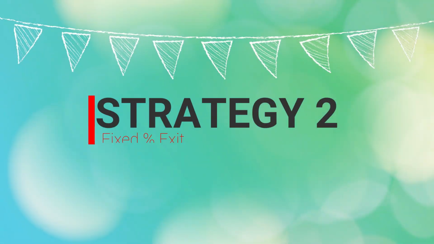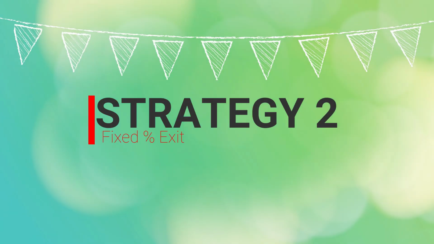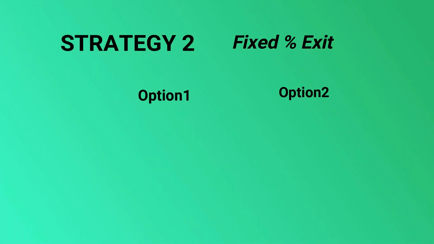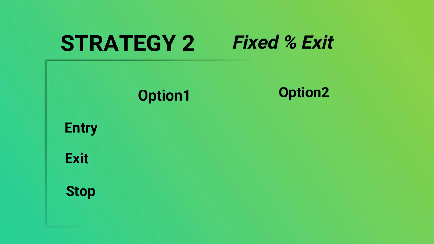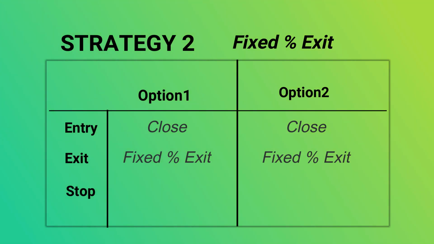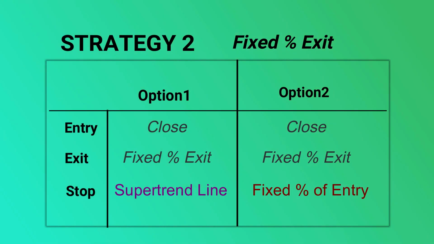The second strategy. Fixed percentage exit model. This type of exit is further divided into two exit options. Though entry is made at close and the exit is at a fixed take profit percentage from entry price. The stop loss settings create two exit methods. Option 1 and Option 2. Option 1 has a stop loss as Supertrend and Option 2 has a fixed stop loss percentage.